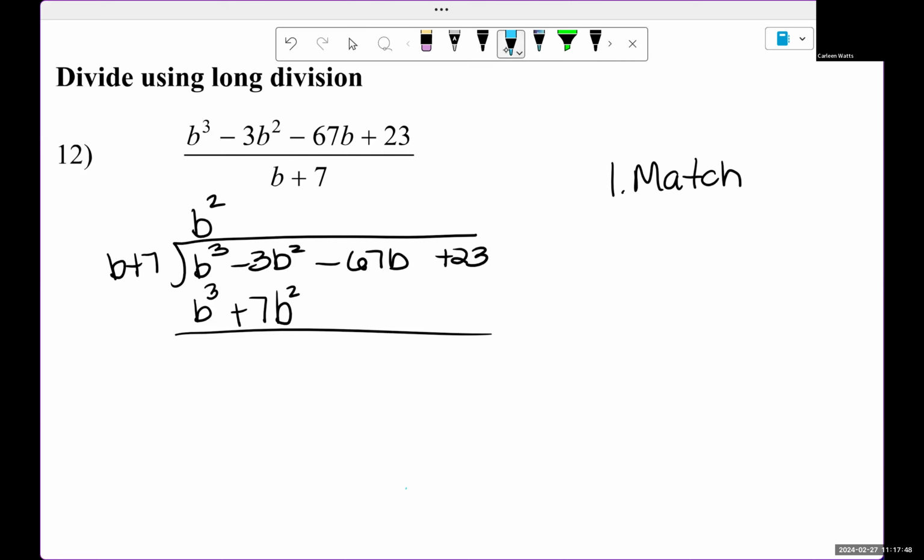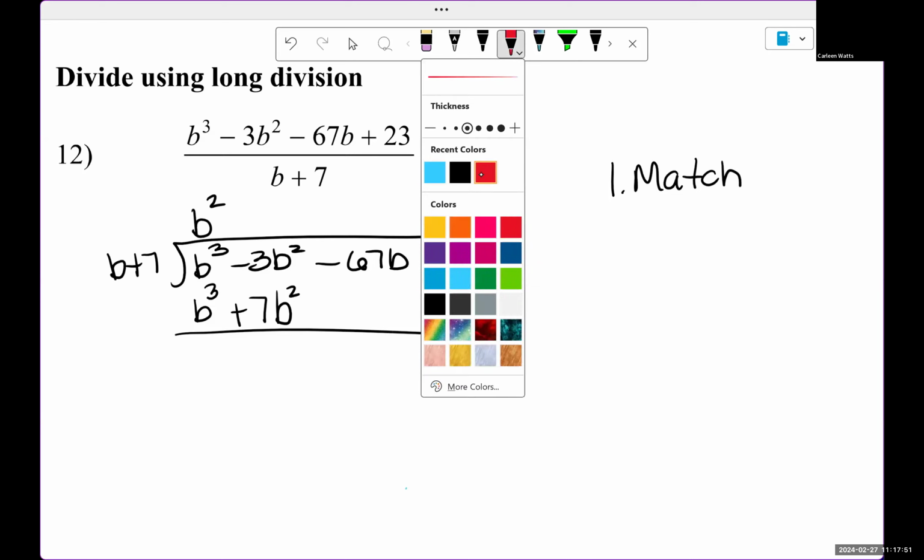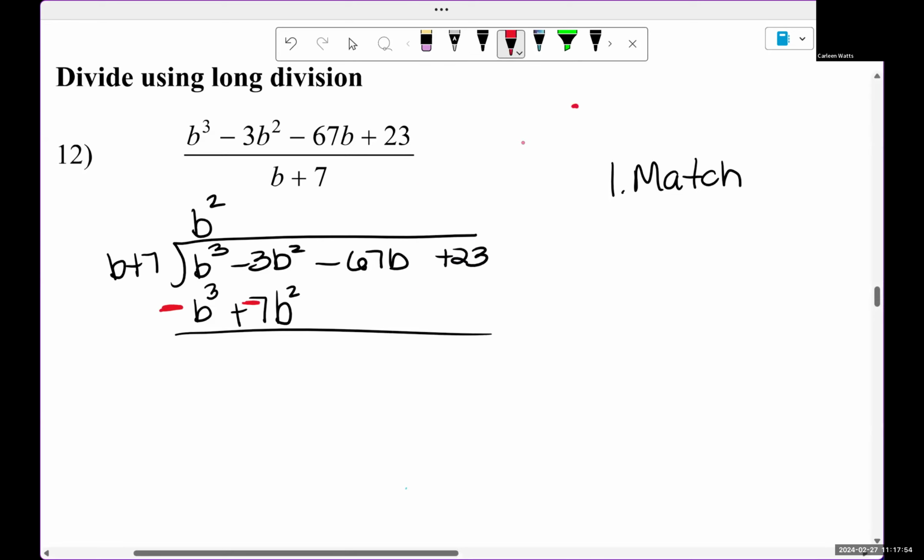Change pens. Subtract, change both signs. Step 1, make it match. Step 2, multiply. Step 3, change signs and subtract. Poof. I just removed a layer, the cubic layer. So what goes right there? Negative 10b squared. And what goes right here? We're going to bring this down, negative 67b.